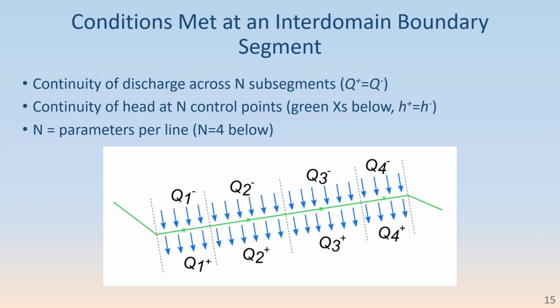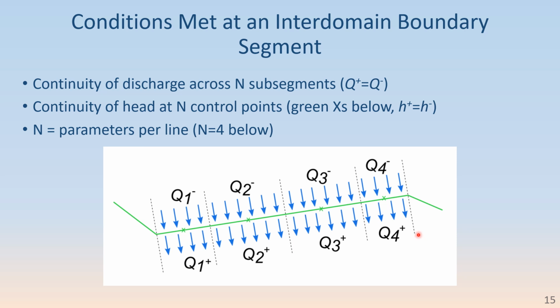Here are the boundary conditions that apply at an interdomain boundary segment where you've got domains on either side, possibly multiple domains on one side. The first condition is continuity of discharge, which sets the discharge on the plus or left side equal to the discharge on the minus or right side over subsegments. In this illustration, there are 4 subsegments because we've got 4 parameters per line segment.